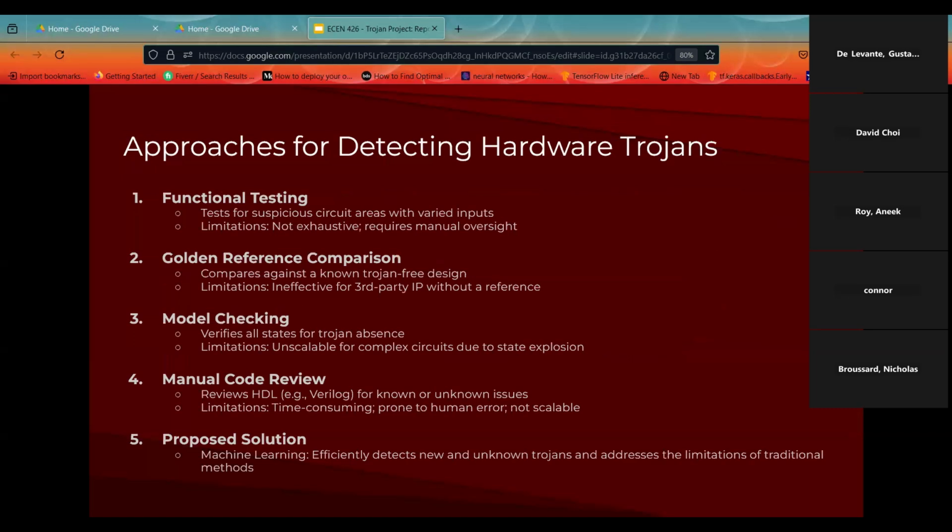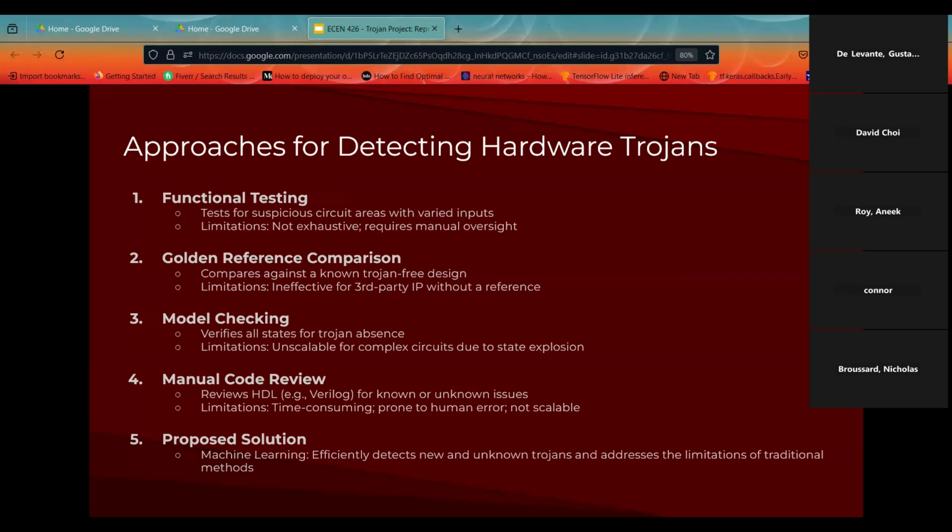So there are four approaches for detecting hardware Trojans. The first is functional testing, which tests for suspicious circuit areas with varied input. The limitation is that it is non-exhaustive and requires manual oversight. The second is golden reference comparison, which compares against a known Trojan-free design, and the limitation is that it is ineffective for third-party IP without a reference.